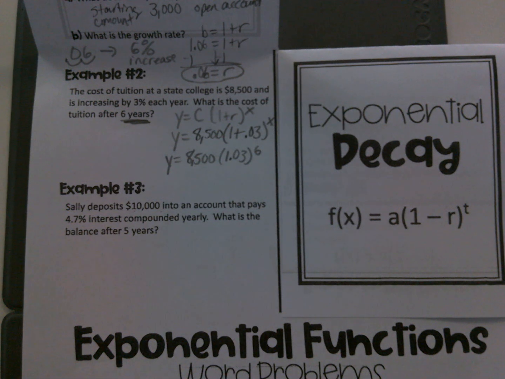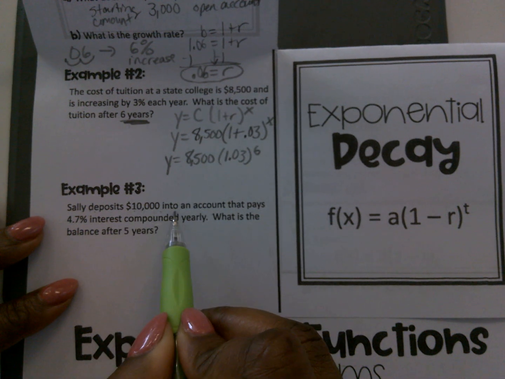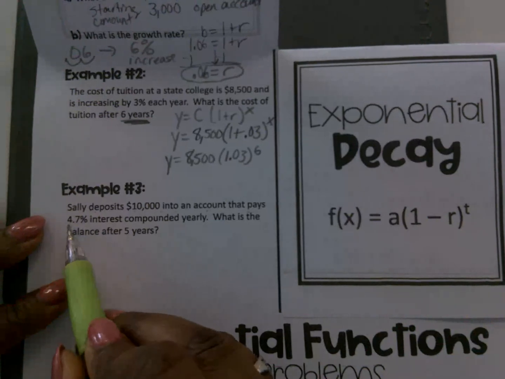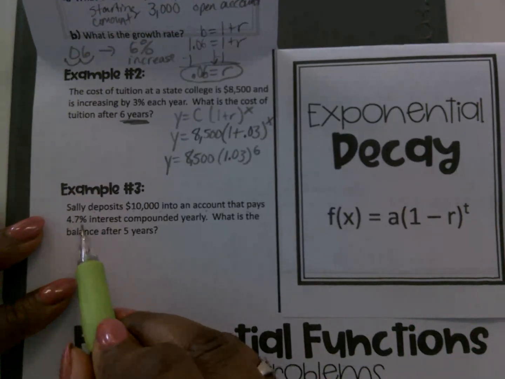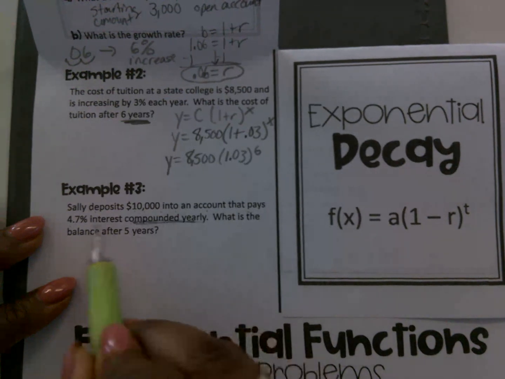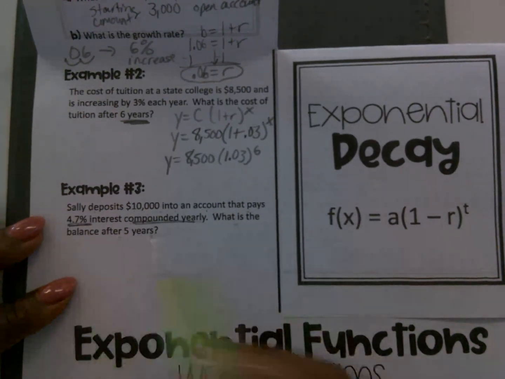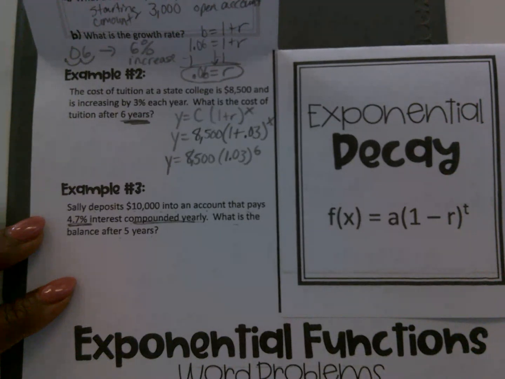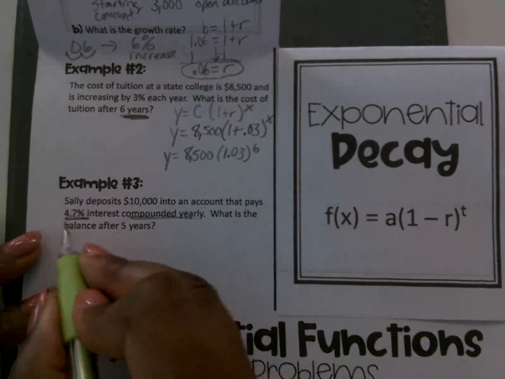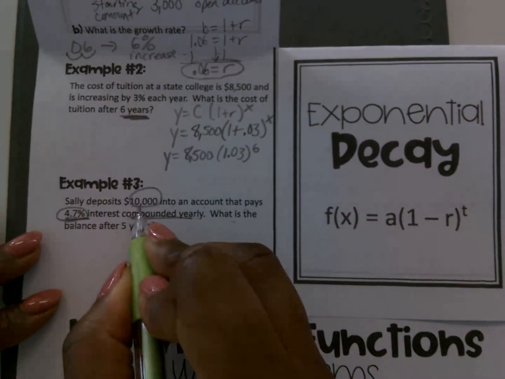Okay, so it says Sally deposits $10,000 into an account that pays 4.7% interest compounded yearly. Every single year it's going up by this percent, okay? What is the balance after 5 years? So this is exponential growth. This is the interest, the rate that it's going up every single year, and this is the starting amount.